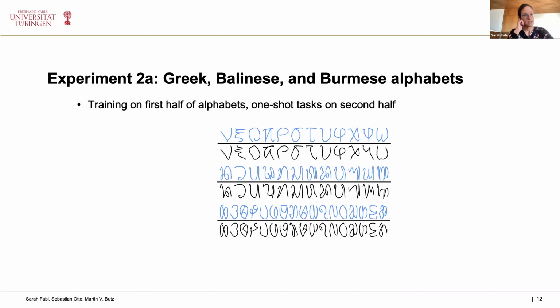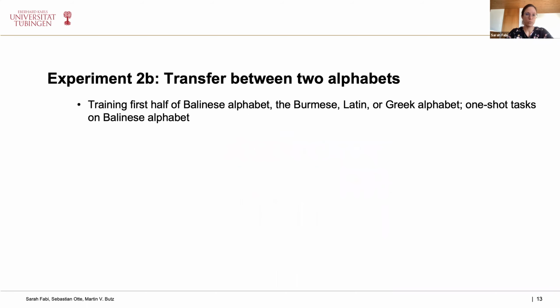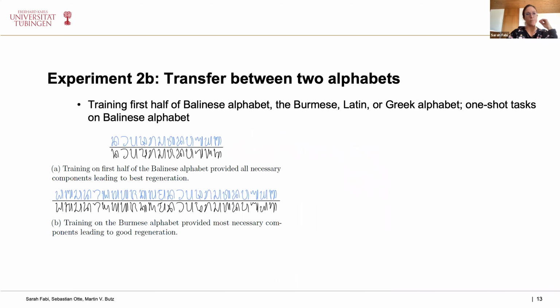What we wanted to test then in a second small experiment was, what if we tested on the Balinese alphabet always, but trained the network on different alphabets? So here at first you see the second half of the Balinese alphabet, which worked very well. And here you can see the Balinese alphabet when it was trained on the Burmese alphabet. And also here you can see that it regenerated the characters in a nice way.